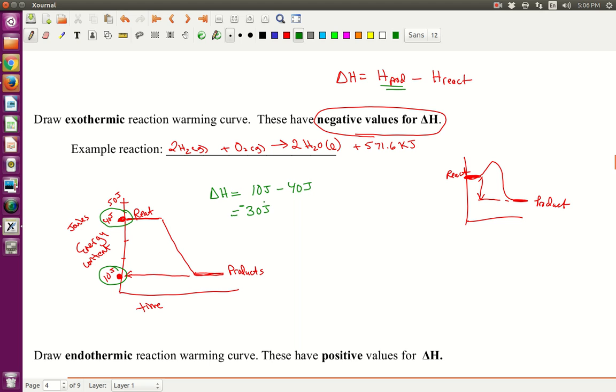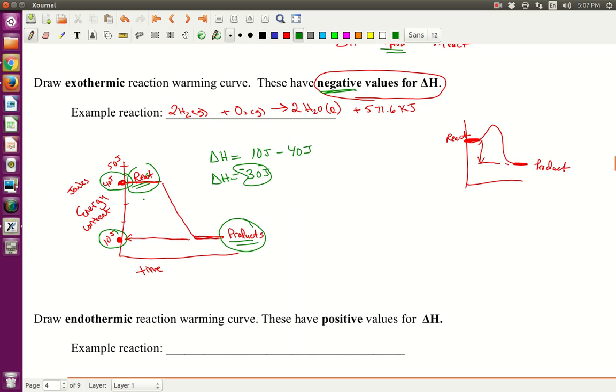Negative 30. See, it's a negative value. So when you have an exothermic reaction, your delta H, your change in heat, is always going to be a negative number. The products are always going to be less than the reactants. So when you do products, a small number minus a bigger number, you're always going to get a negative value. So exothermic reactions always have the products lower than the reactants.